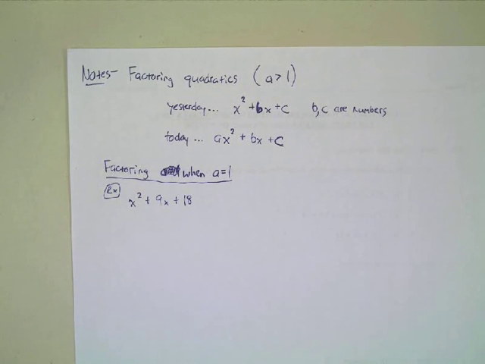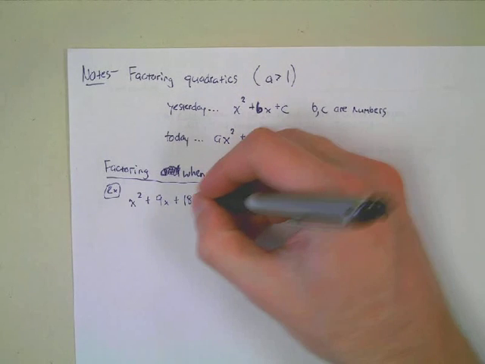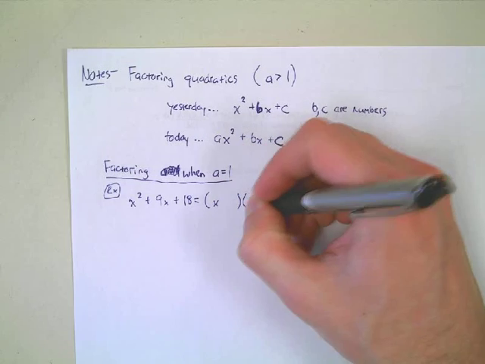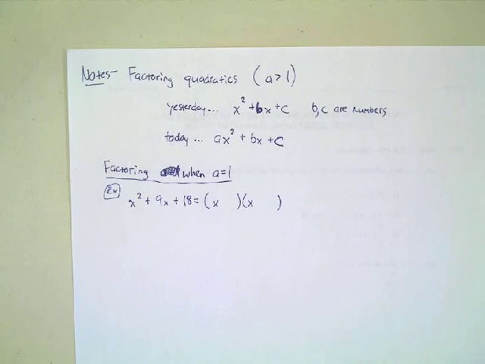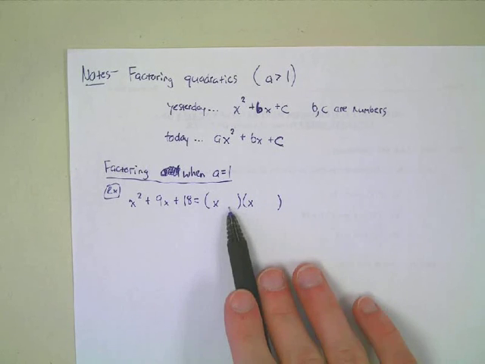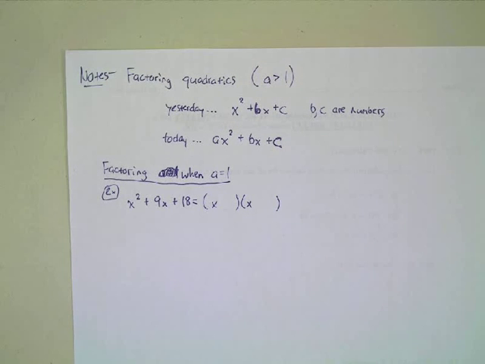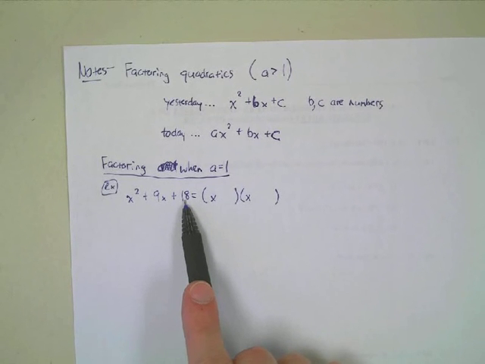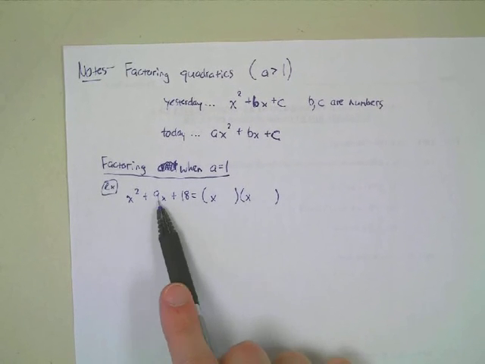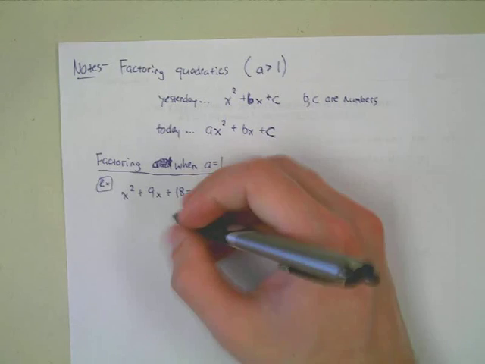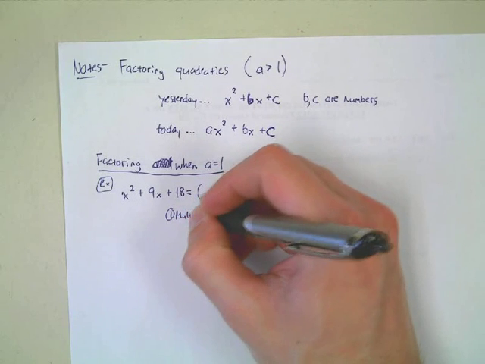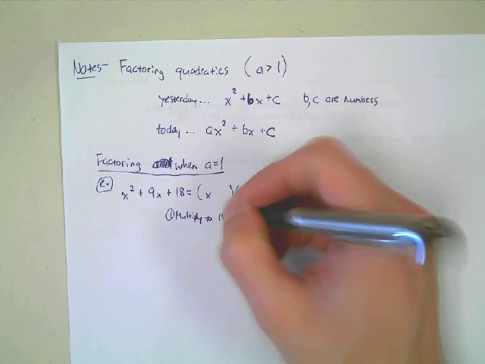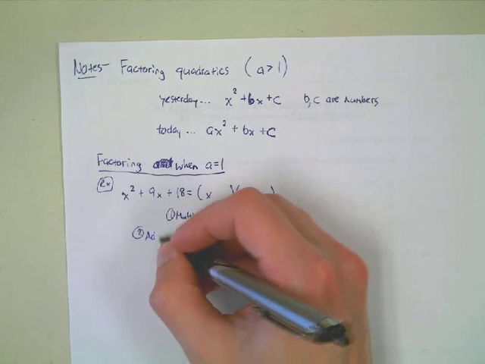What were the key things we wanted to do here to actually factor this? We knew we had to have an x and an x in both of our binomials. But the two numbers that we fill in have to follow two rules. They need to multiply to make what? 18, this last number, but both numbers also have to add to make what? The 9. So multiply to make 18, and then add to make 9.